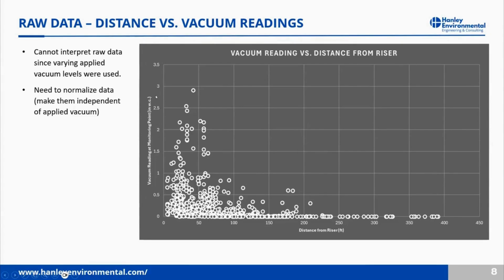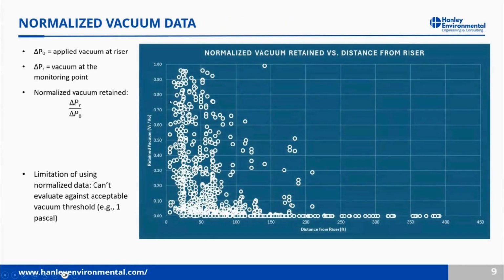It's not especially helpful to look at it in this way because we test at different applied vacuum levels. At each riser, we might test at several different levels to be able to see changes in vacuum influence. So we can normalize this data by taking the vacuum influence measured at the test port and dividing it by the vacuum that was applied at the riser. That tells us the retained vacuum on a scale from 0 to 1 versus distance. If we normalize the data in this way, it allows us to more easily compare different tests that were done.